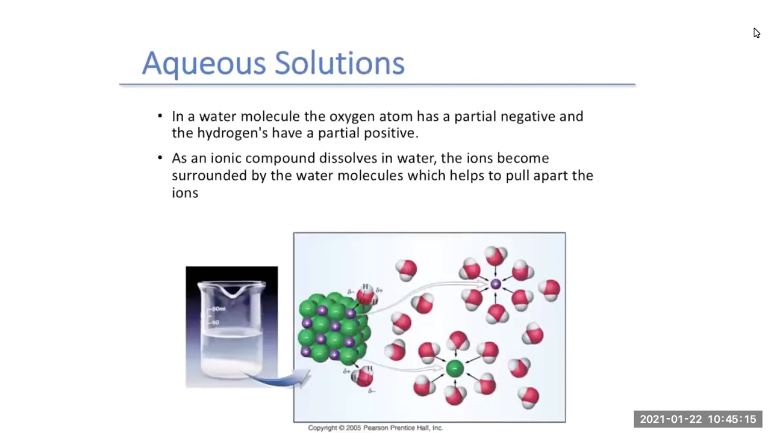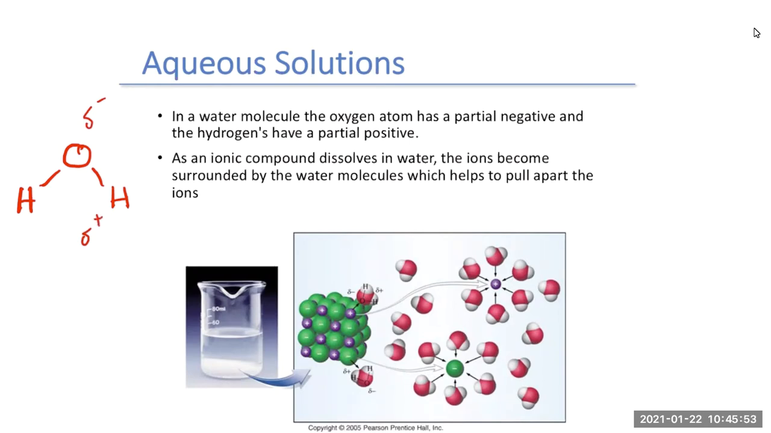So looking a little closer at this dissolving process. When we look at a water molecule, water consists of an oxygen bonded to two hydrogens. That oxygen has a slightly partial negative charge. It's slightly negative on that side, and the hydrogen side is slightly positive. This is how water is a polar molecule.